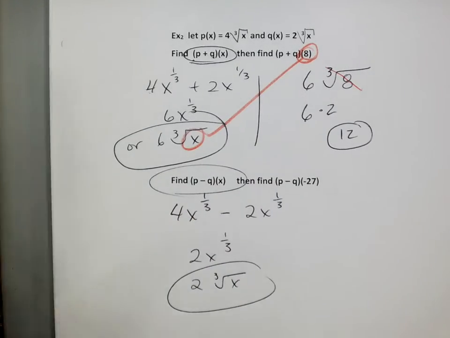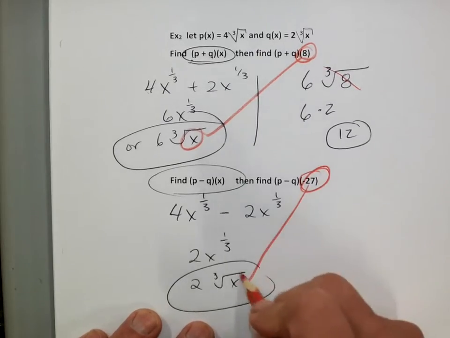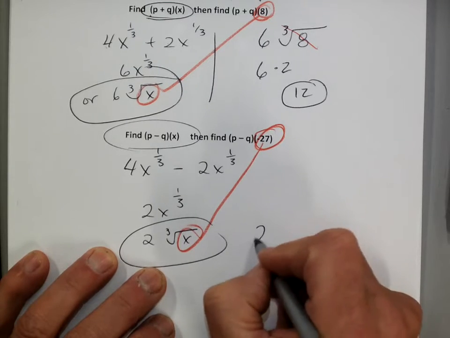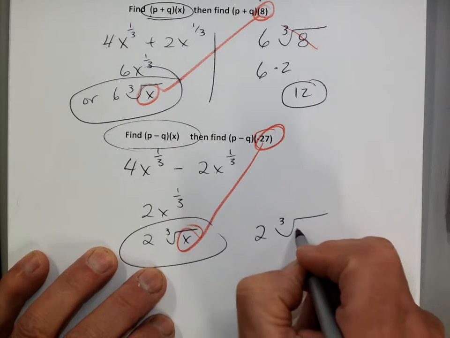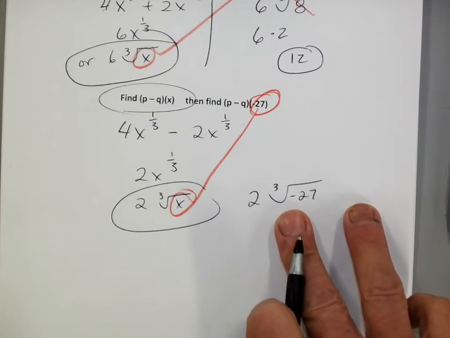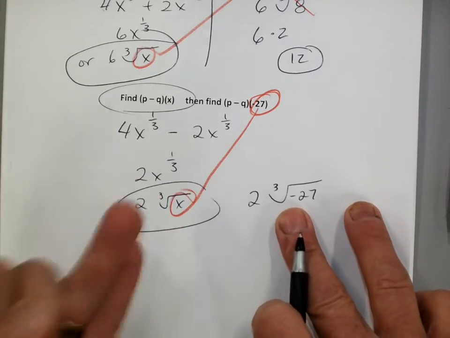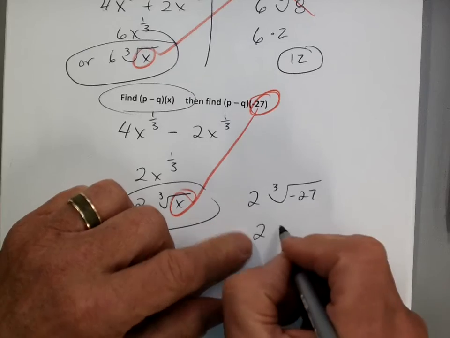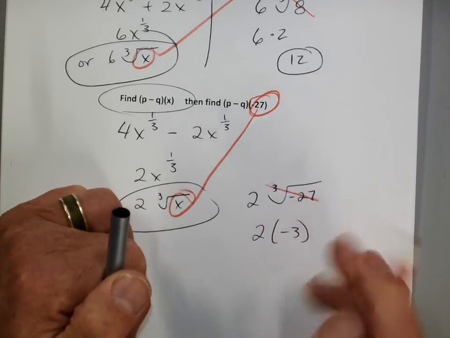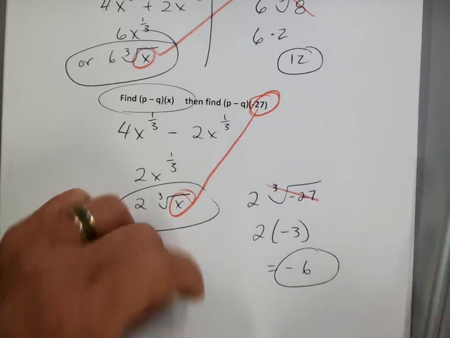Now, this says I'm going to subtract them, but I have to plug in negative 27, so just plug negative 27 in for x. Okay, I can do that. Then I'm going to have 2 times the cube root of negative 27. You can take the cube root of a negative number, because we know negative 3 times negative 3 times negative 3 is negative 27. Negative times negative times negative. So we get 2 times negative 3, because the cube root of negative 27 is negative 3. 2 times negative 3 is negative 6. Okay, that's all I have.